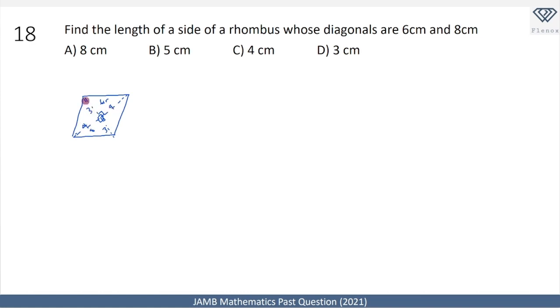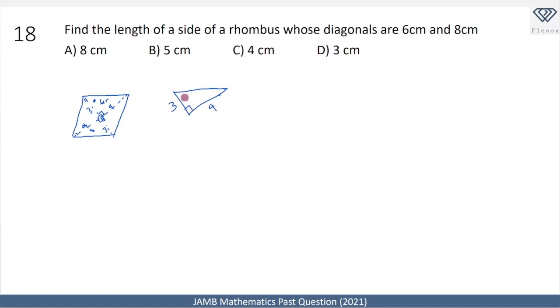So if I bring one of these sections over here, let me bring out the one over here. So I have something like this. Right? And I have this is a right angle. I have my length over here is 3 and my length over here is 4.